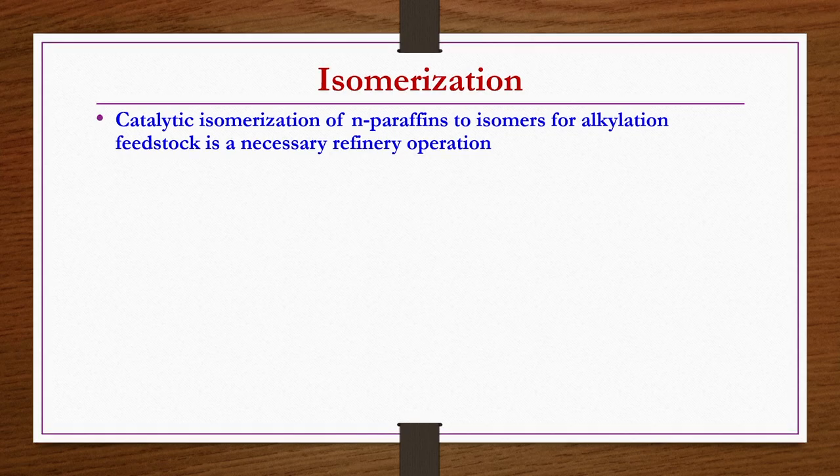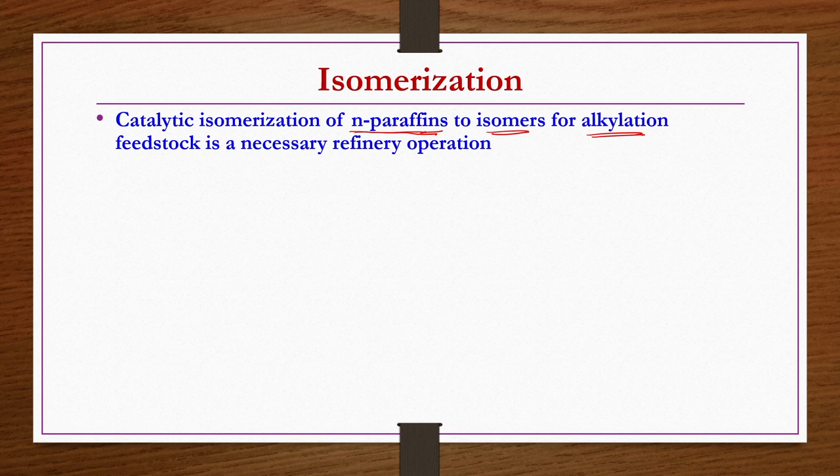Now quickly we look at isomerization processes. Isomerization of n-paraffins to isomers for alkylation feedstock is a necessary refinery operation. Actually, n-paraffins are not bad because they are saturated, but their octane number is very low compared to the isomers or isoparaffins or cyclic components or aromatics. Because of that, these n-paraffins are isomerized to form isomers, and those isomers are taken to the alkylation unit to do the required alkylation, so that branched bigger molecules are formed, which are very good from the octane number point of view.